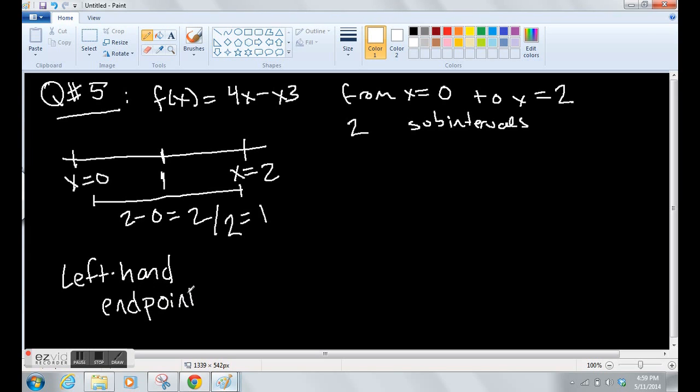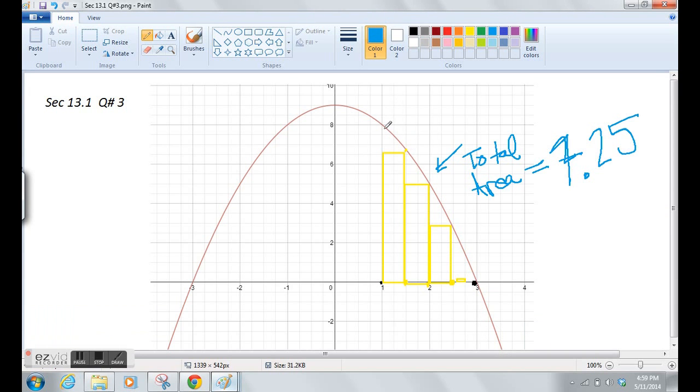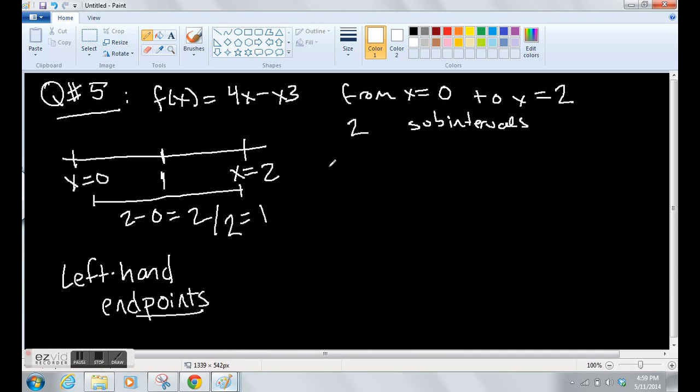And the endpoint direction matters because, as you can see from this other picture, if you use right-hand endpoints, you get this line. If you use left-hand ones, you get a box that's a different height. So whether you're doing right-hand or left-hand endpoints matters for how tall your box is. So we're going to use left-hand endpoints. So here's our first interval. We're going to use this point right there.